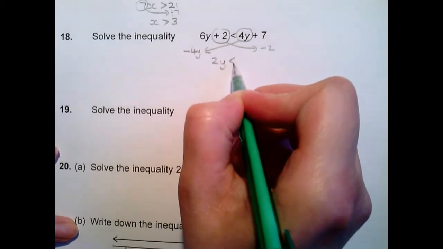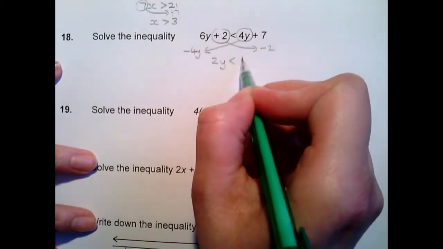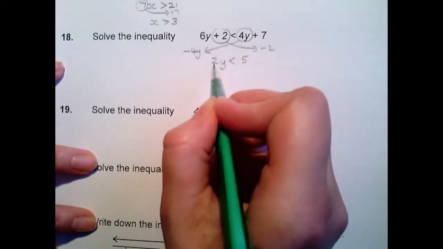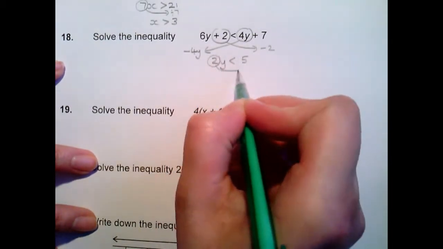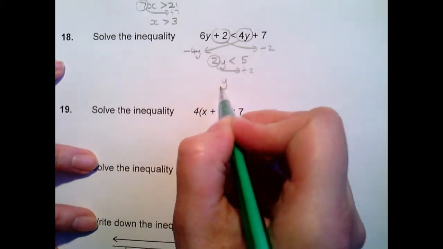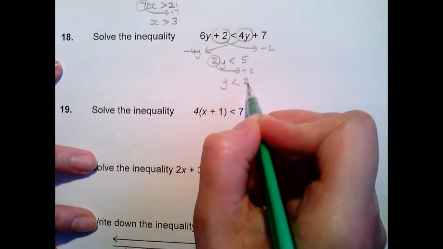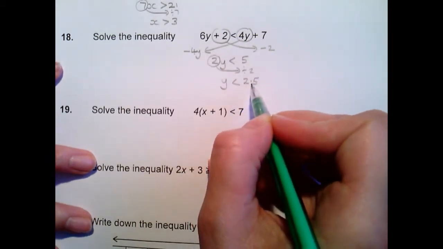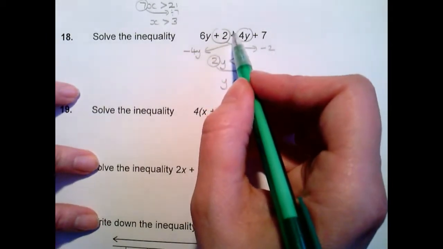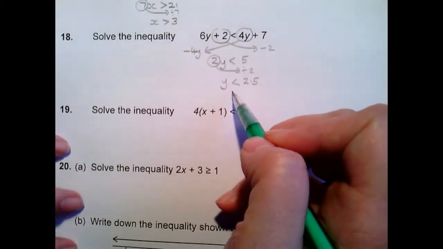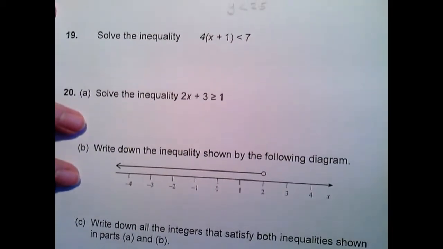And then this time it's less than rather than equal to. And then 7 take away 2 would leave you with 5. Then you can either do 2 times what gets you 5, or else do 5 divided by 2. So y is less than 5 divided by 2, which is 2.5, whatever way you want to leave it, or 5 over 2 would be okay as well. But again, you have a less than sign here rather than an equal to sign. But you solve it exactly the same way.